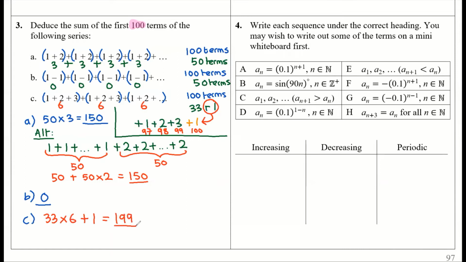Okay, and you can obviously do that in many different ways. You could group together all the ones. There'd be 33 ones, there'd be 33 twos, and 33 threes, but then there'd be an extra 1 in the one group. So you could group them together like that.